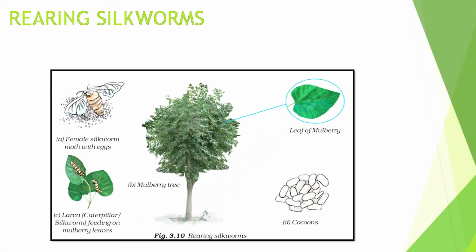Look at your slide. We will show the whole rearing process of silkworm in this figure. A mulberry tree, then the leaves, which type of leaves of the mulberry tree, and the female silk moth with eggs, and the larva and the cocoon. All images are shown in this figure.